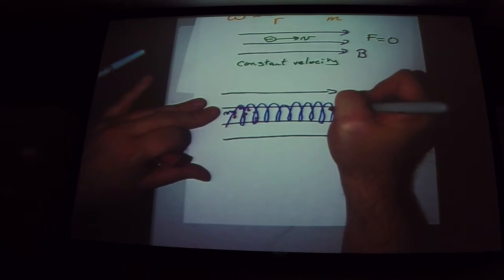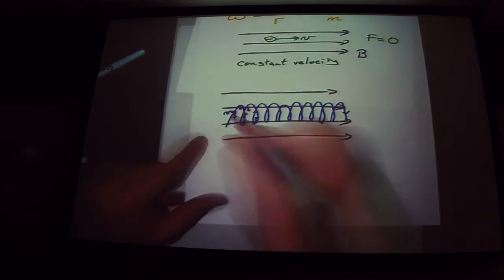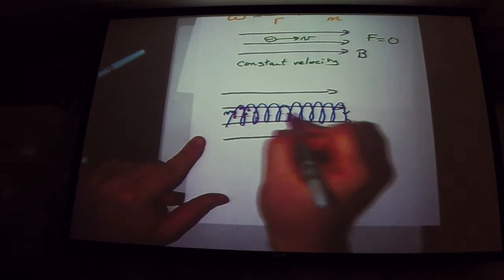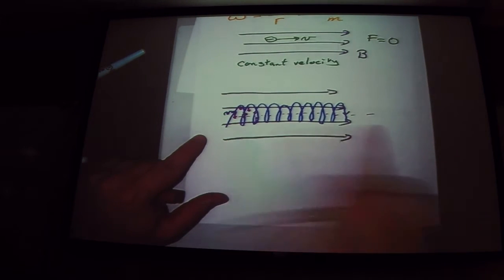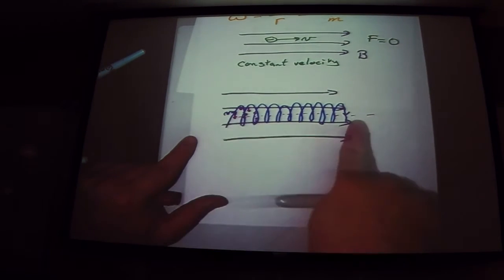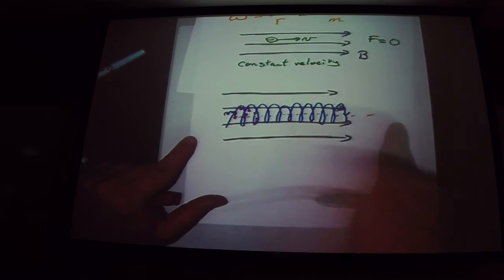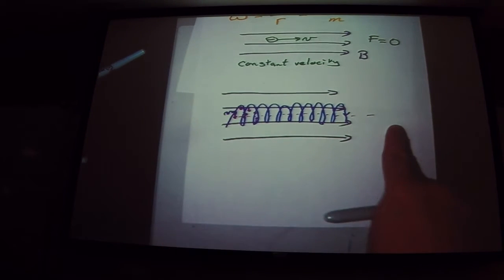So the force is pointed toward the center of the circle, but the circle itself is moving. So here's the center of the circle. The force is always pointing toward the circle center, which is moving along with the particle at constant velocity, originally parallel to the magnetic field.